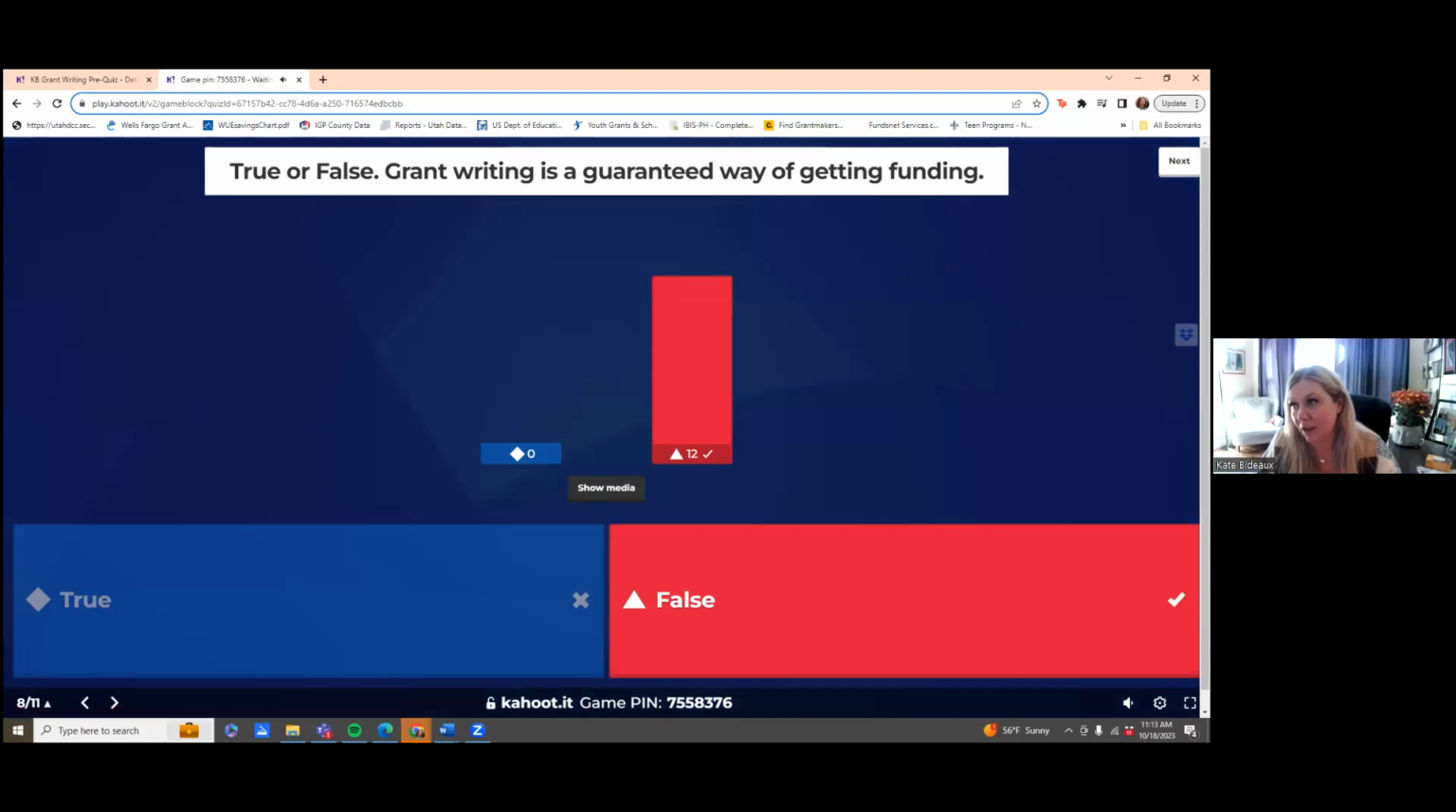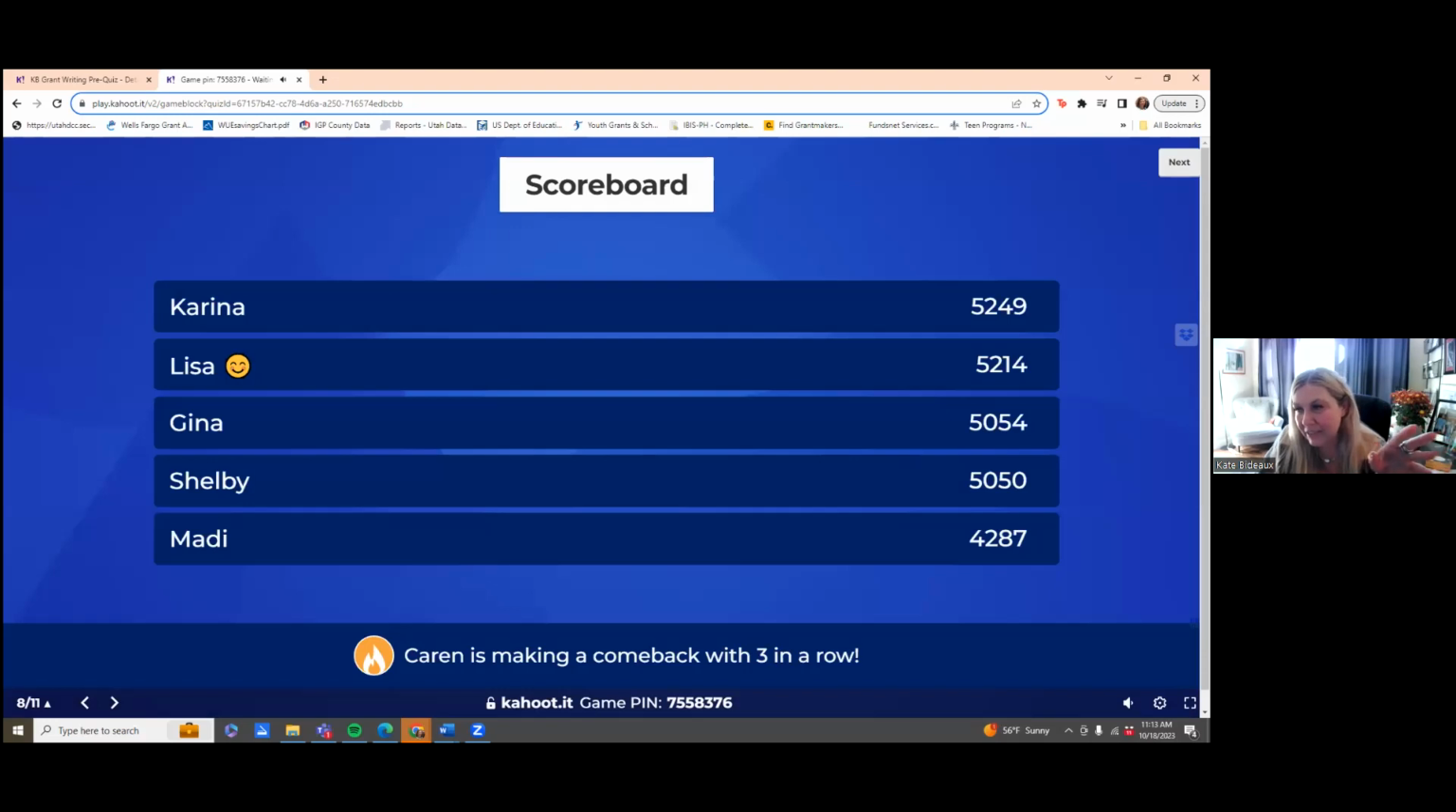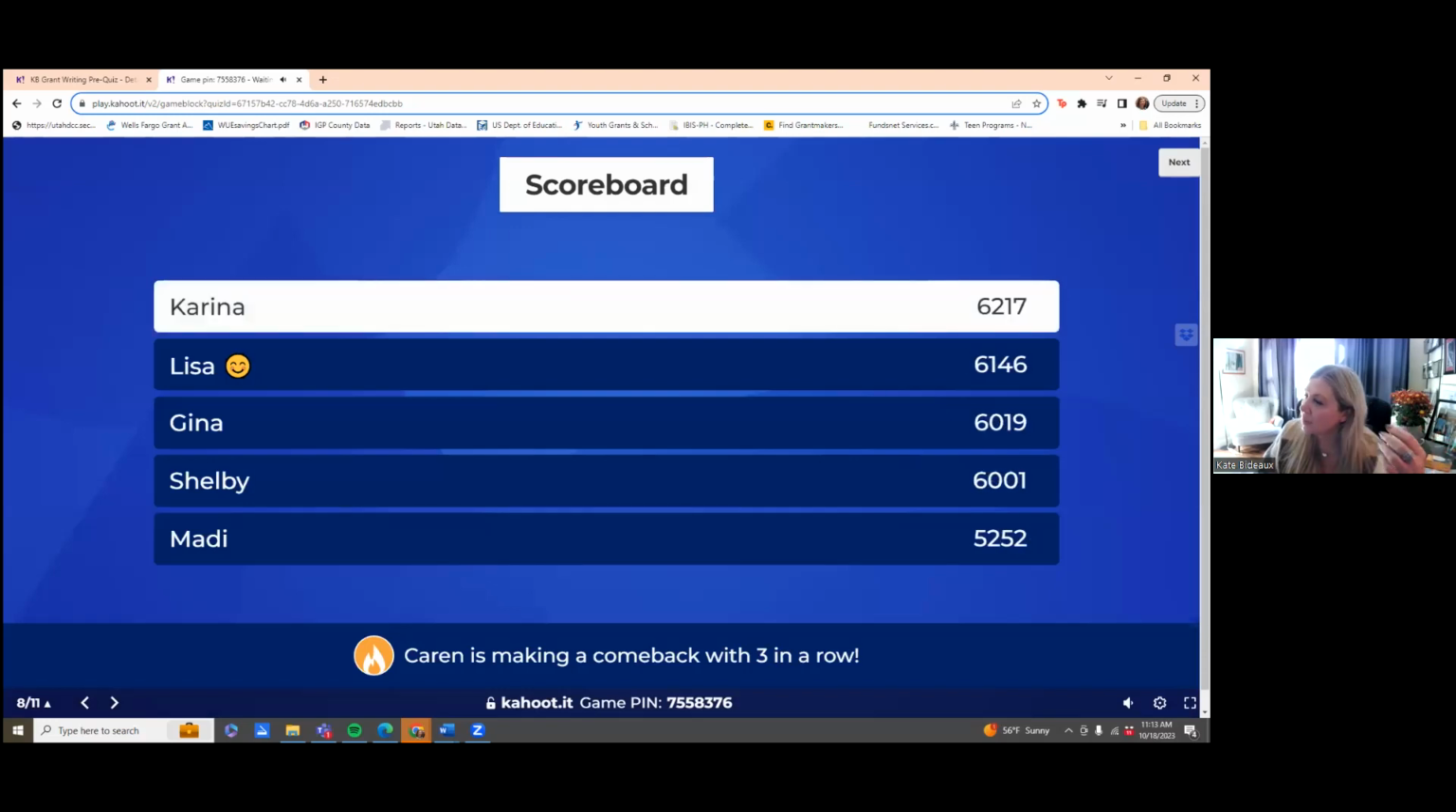And the answer to that is false. I knew that was kind of one of those questions everybody should get. It is not guaranteed. So anytime I work with clients, in fact, I've changed my model for my own business, and I do more consulting and mentoring than I do grant writing, because grant writing is not guaranteed, and I want your organization to be as strong as possible. So we look at all the ways that we can fund and strengthen your organization.